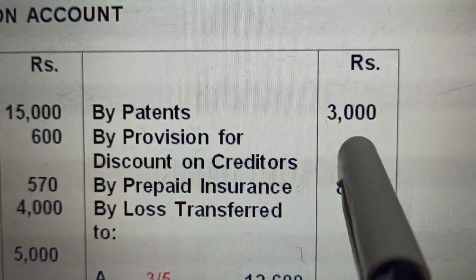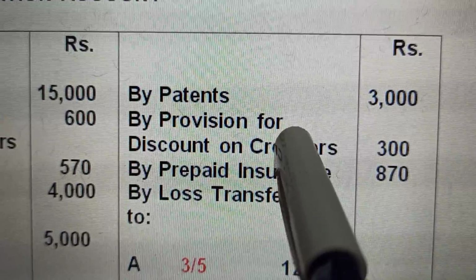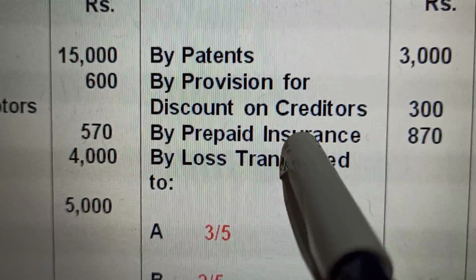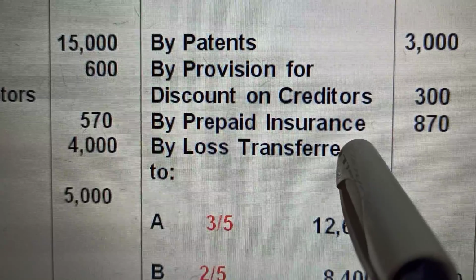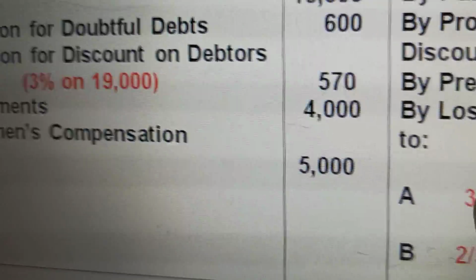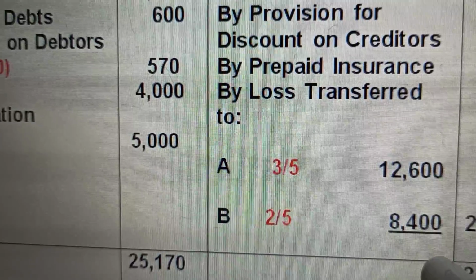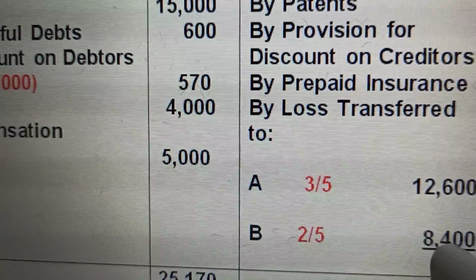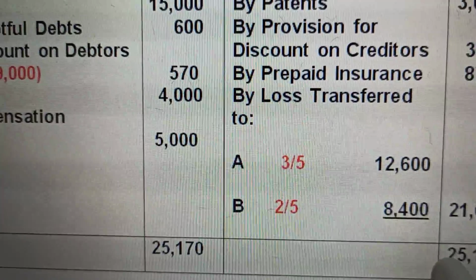Patents to be increased by rupees 3,000. Provision for discount on debtors reduced by rupees 300. Prepaid insurance, unexpired insurance, they say 870, and then the difference between both is the loss here. It is coming on this side to be distributed in the old ratio of 3:2. It's a loss. Totals come here.